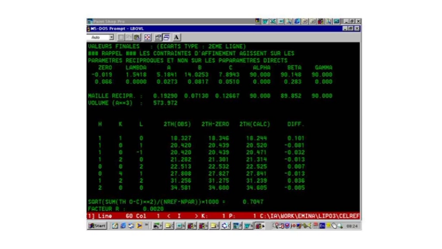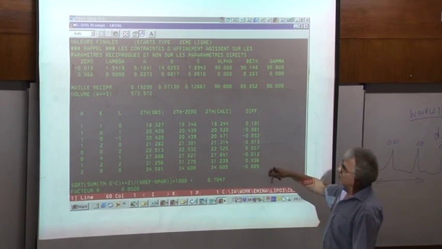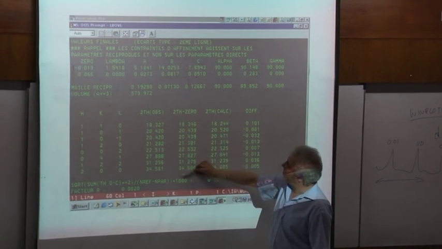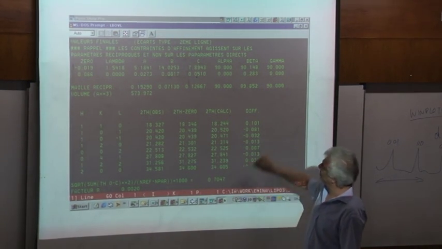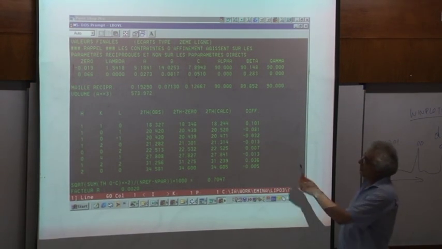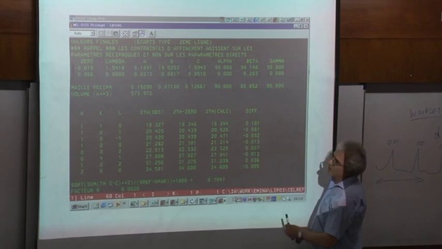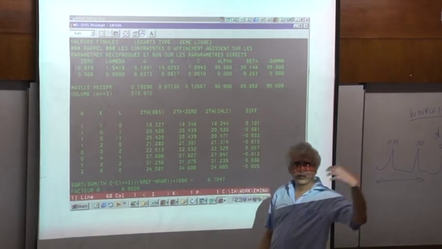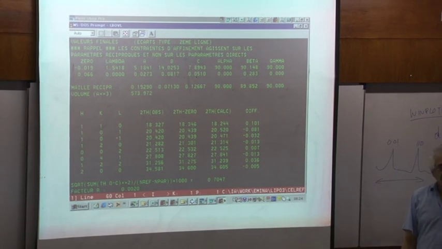This is a French program that I managed to get hold of, which does it all for me, which does the refinement. So here's my 2 theta observed, here's my 2 theta minus 0, my 2 theta calc, and here's the difference. Notice the difference of this one, the 110. This has the lowest 2 theta, so the highest D spacing.